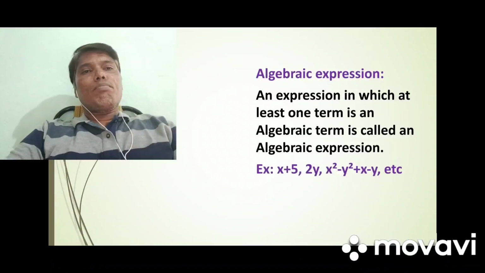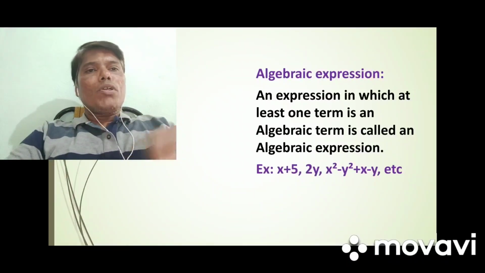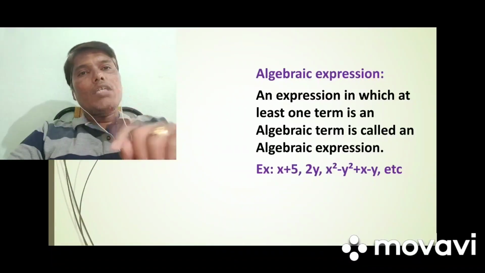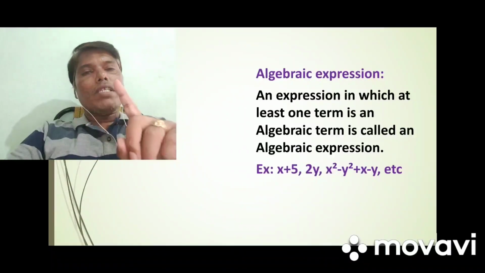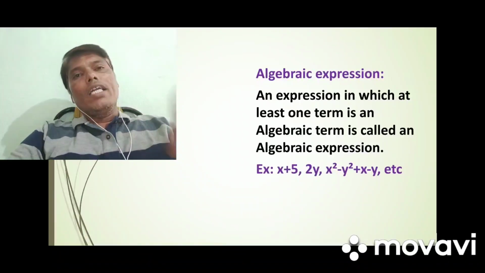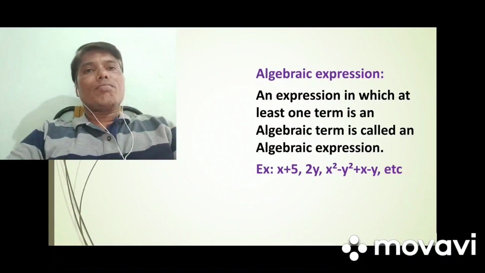So let us see the example. x plus 5, it is an algebraic expression having two terms because it consists of one algebraic term x. 2y, it is an algebraic expression having one term. x square minus y square plus x minus y, it is an algebraic expression having four terms and all the four terms are algebraic terms.